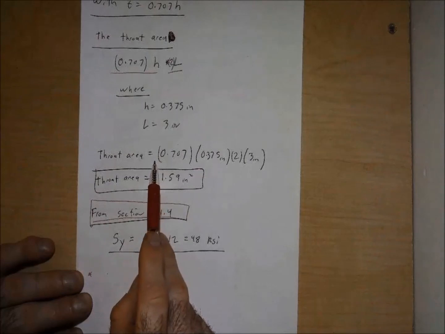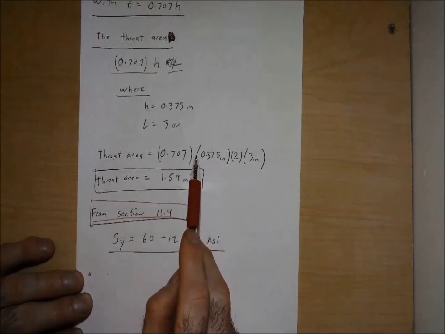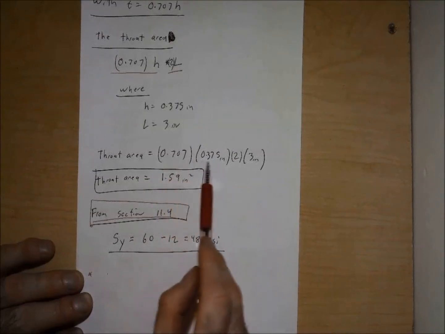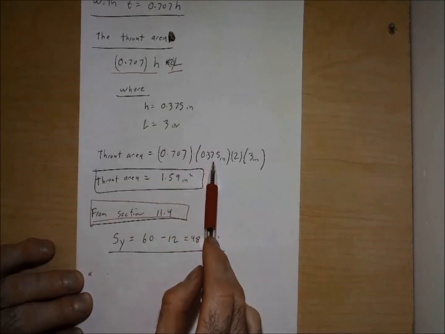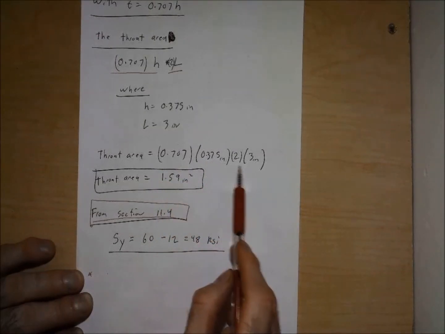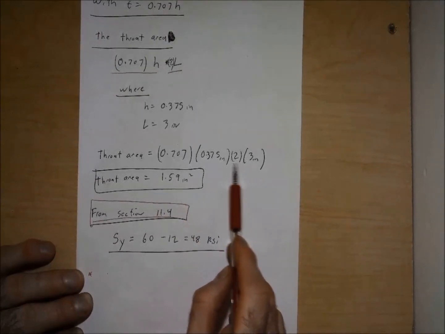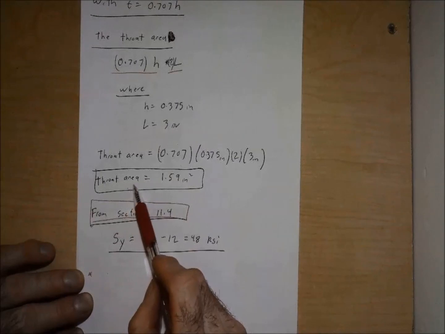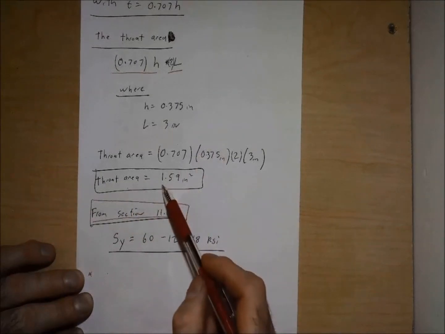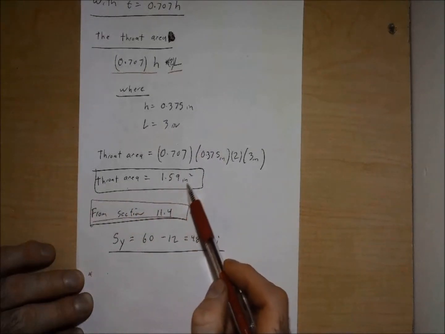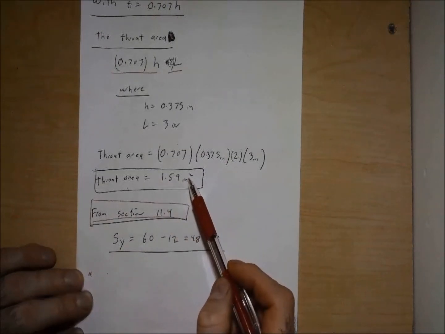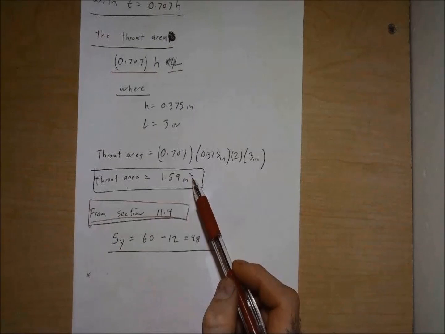We have our t value times our length. So we plug this in: 0.707 times 0.375 inches for the h value, times our length here of 3 inches, times 2 for both of the welds. Calculate this out, and we end up with a throat area equal to 1.59 inches squared. So now that we have this, the next step is to calculate our yield strength.